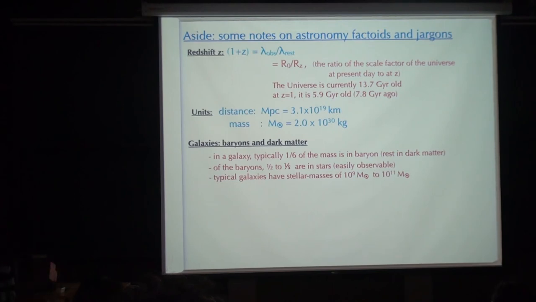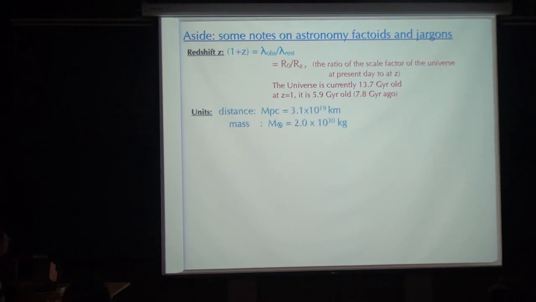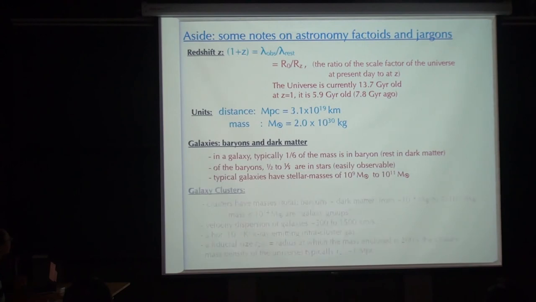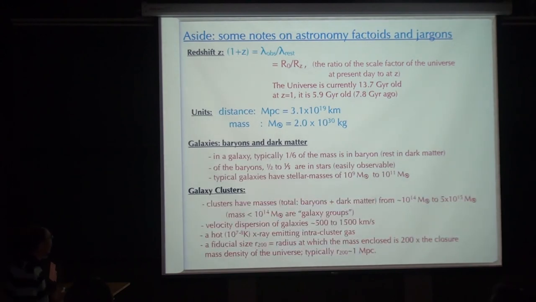So when we look at a galaxy, we are looking at a relatively small fraction of the stuff that is in the galaxy and in the galaxy cluster. Now, for a galaxy cluster, clusters typically have a total mass from about 10^14 solar masses to several times 10^15 solar masses. And it's a totally artificial definition that if a group of galaxies in gravitational equilibrium is less than 10^14 or so solar masses, we call them galaxy groups.